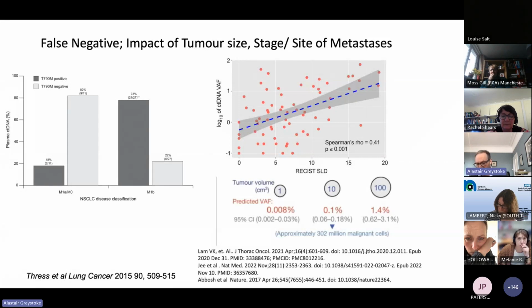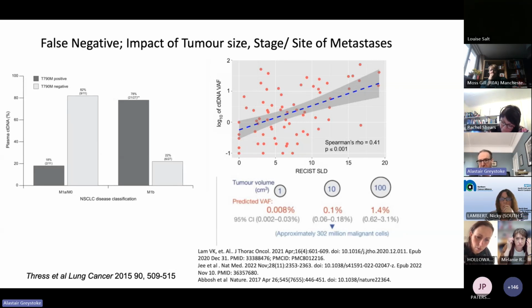So if your cancer is smaller than that, so for example, in the early stage, if it's 1 centimeter cubed, the predicted percentage in your blood is going to be 0.008% of your DNA in your blood is going to be from the tumour. You're not going to pick that up. Equally, we know that cancers in the lungs are very good sponges, and they will sop up stuff, including tumour DNA. So if your patient only has cancer in the lungs, you are less likely to pick it up. Equally, if your patient only has cancer in the brain, you're less likely to pick it up because of the blood-brain barrier. So how big the cancer is and where it is tells you how likely it is to pick it up, and you can get false negatives.